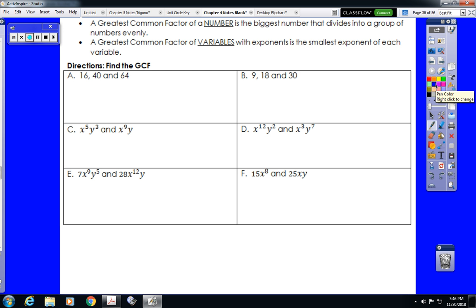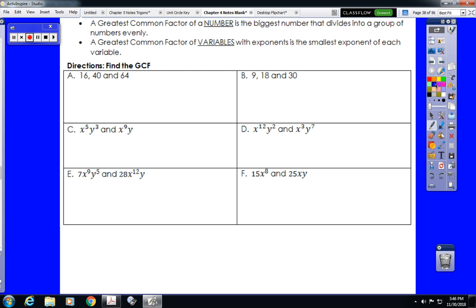So what we're going to be doing, essentially, is breaking these down into their prime factors. A prime number is, of course, a number that is only divisible by itself and 1. Those numbers would include 2, 3, 5, 7, etc.